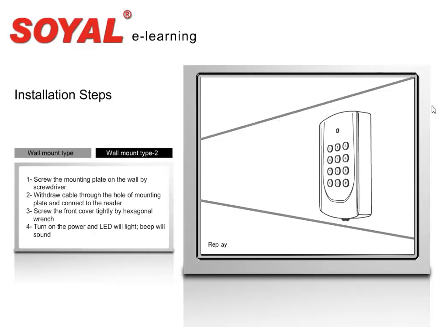There are 4 steps of type 1. 1. Screw the mounting plate on the wall by screwdriver. 2. Withdraw cable through the hole of mounting plate and connect to the reader. 3. Screw the front cover tightly by hexagonal wrench. 4. Turn on the power and LED will light. Beep will sound.